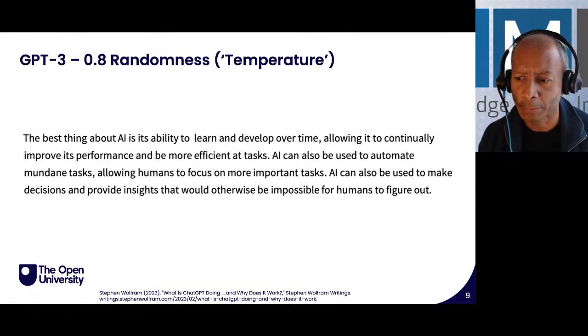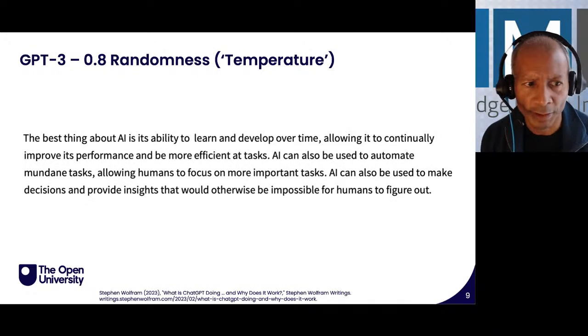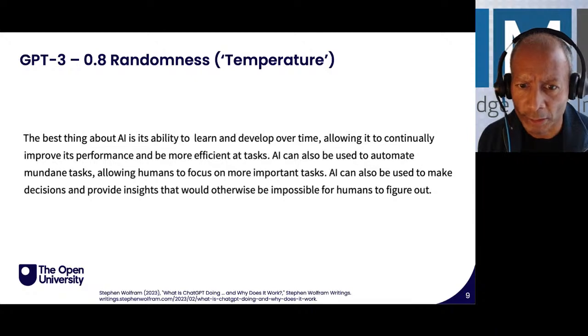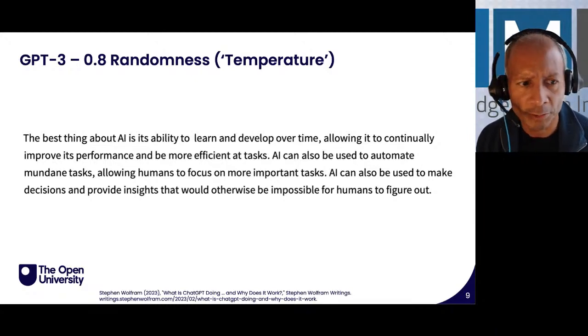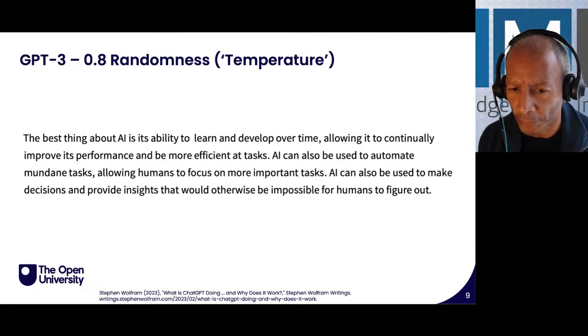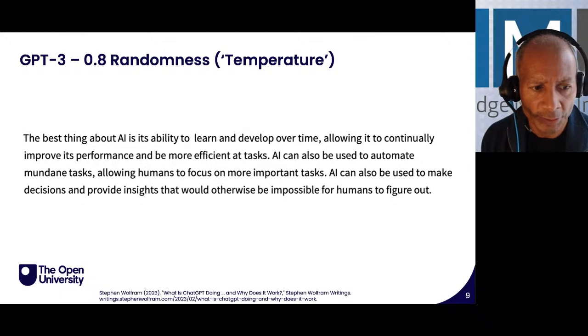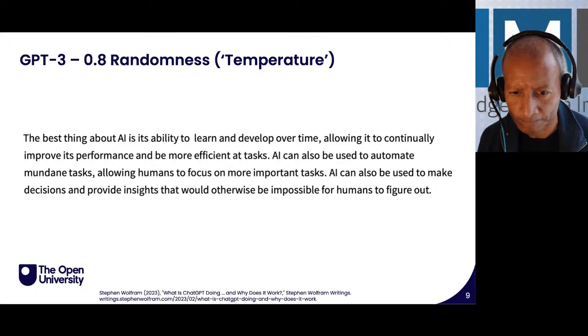And again, if I introduce an element of randomness, don't always choose the most frequent word, I think that this is the best that we have. If I just read it out quickly: the best thing about AI is its ability to learn and develop over time, allowing it to continually improve its performance and be more efficient at tasks. AI can also be used to automate mundane tasks, allowing humans to focus on more important tasks. AI can also be used to make decisions and provide insights that would otherwise be impossible for humans to figure out.